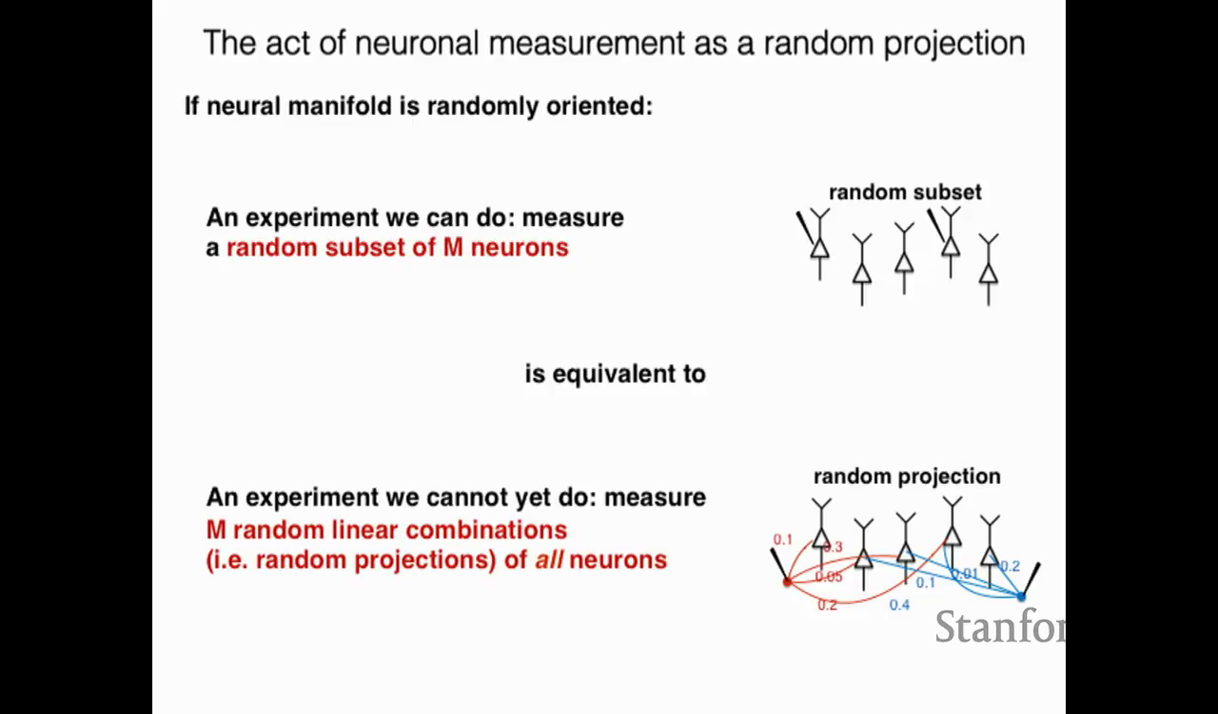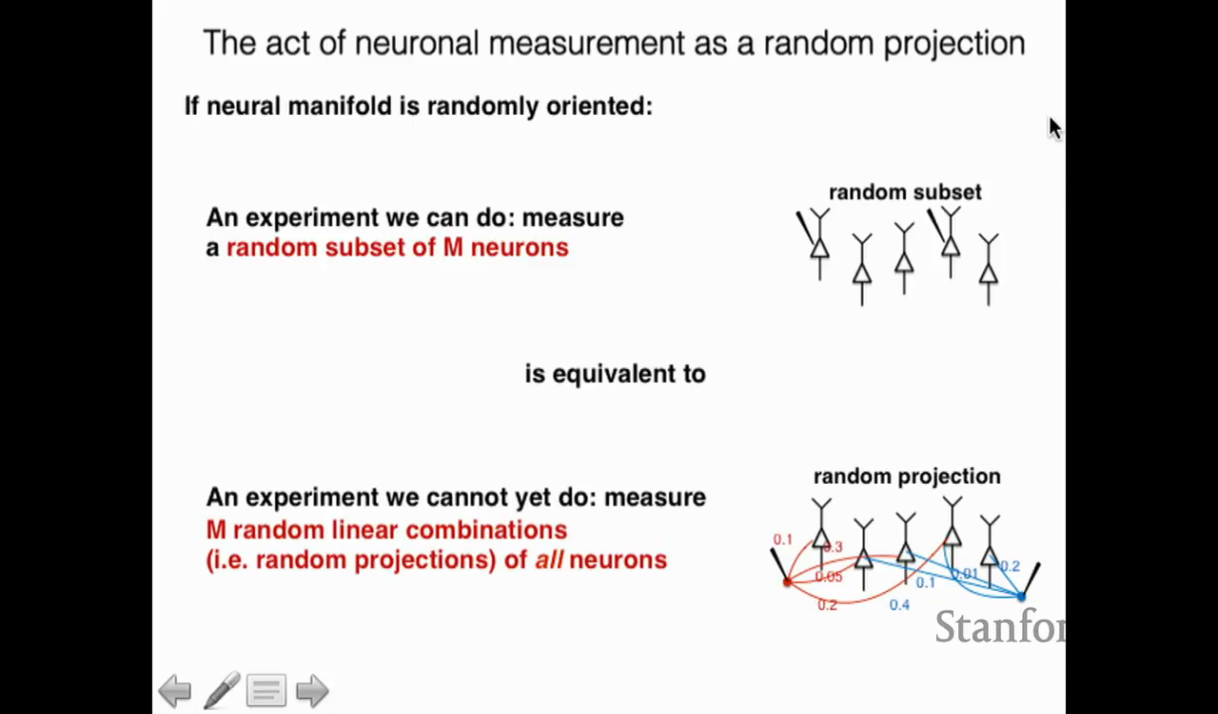Then, an experiment that we can do, i.e. measure a random subset of M neurons, becomes equivalent to an experiment we cannot yet do, which is measure M random linear combinations of all neurons. So imagine you have a magical electrode that measures a random weighted sum of all the neurons, another magical electrode that measures another random weighted sum of all the neurons, and you have M of these electrodes, right? Okay, so why are these two experiments completely equivalent to each other if the neural manifold is randomly oriented?